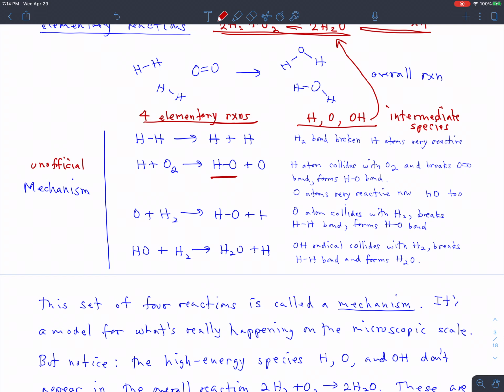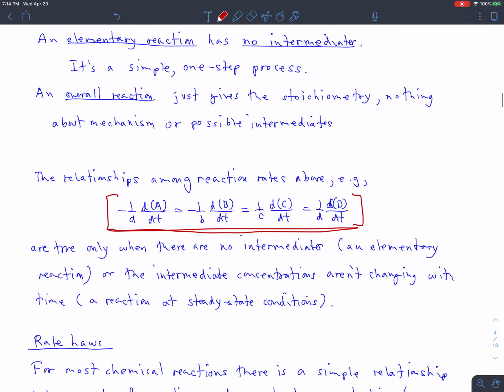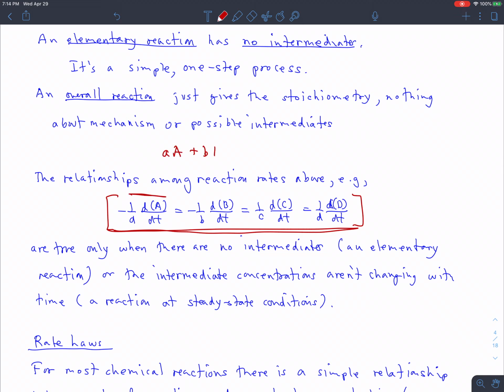Well, if you've got intermediates, then it's no longer true that in order to lose A molecules, so here's our reaction, right? This set of relationships is based on the idea that when you lose A molecules of A, you also have to lose B molecules of B, and so on. But if there are intermediates around, that isn't true anymore. You can lose a bunch of A's and they go into creating a whole bunch of intermediates and don't even show up in this reaction at all.